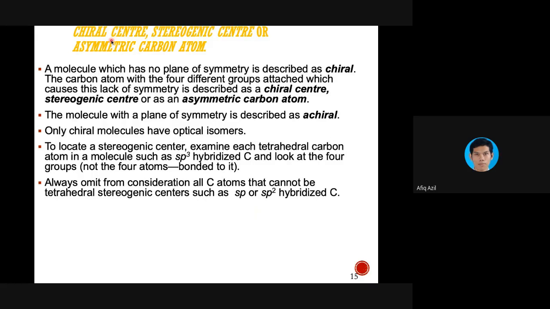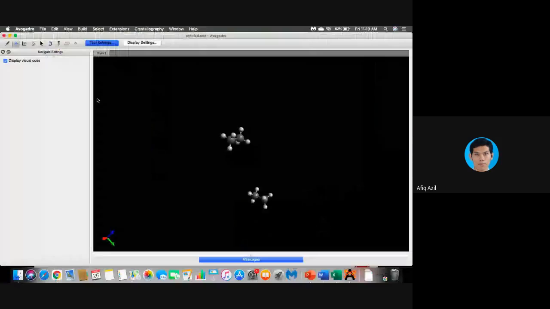It can be called a chiral center, stereogenic center, asymmetric carbon atom, and it could also be called a chiral carbon. A molecule that has no plane of symmetry, so you cannot cut it in half, will be described as chiral. The carbon atom with 4 different groups attached, which causes this lack of symmetry, will be described as a chiral center.